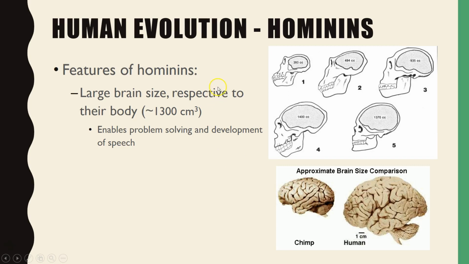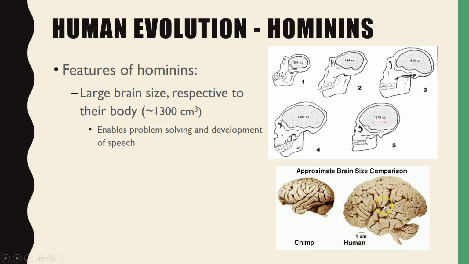Other features of hominins include our large brain size. As I mentioned, humans have around 1,370 cubic centimeters of brain size. This over here is a Neanderthal, and then these are earlier species of hominins. You can see also the jaw is much larger in these compared to humans.